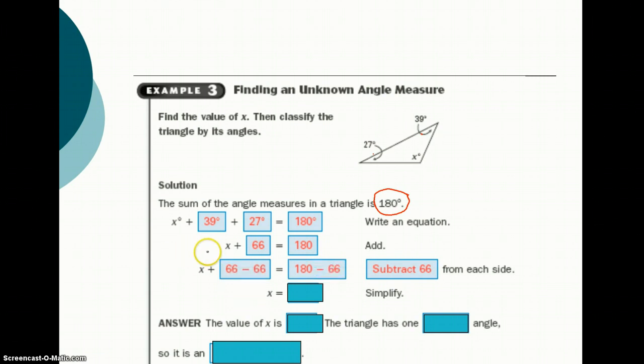Again, this is a one-step problem, so we add the opposite or subtract to both sides. 66 minus 66 is 0. 180 minus 66 is 114. The value of x is 114. The triangle, because 39 is less than 90, 27 is less than 90, and 114 is greater than 90, it has 1 obtuse angle. So it is an obtuse triangle.